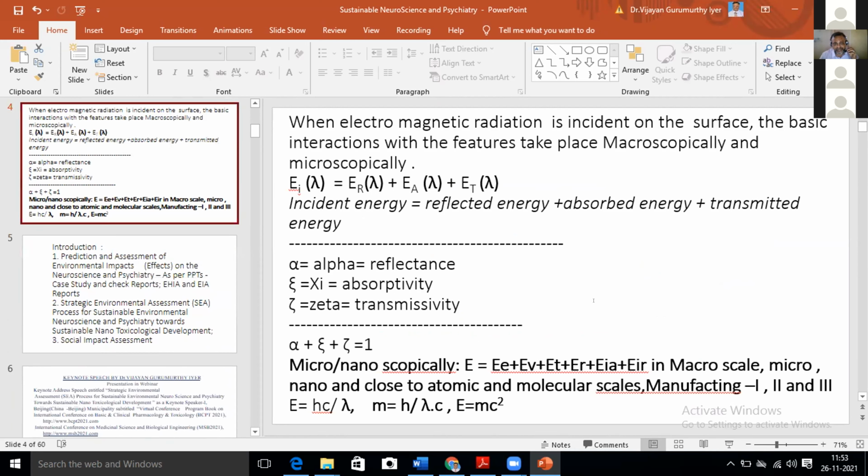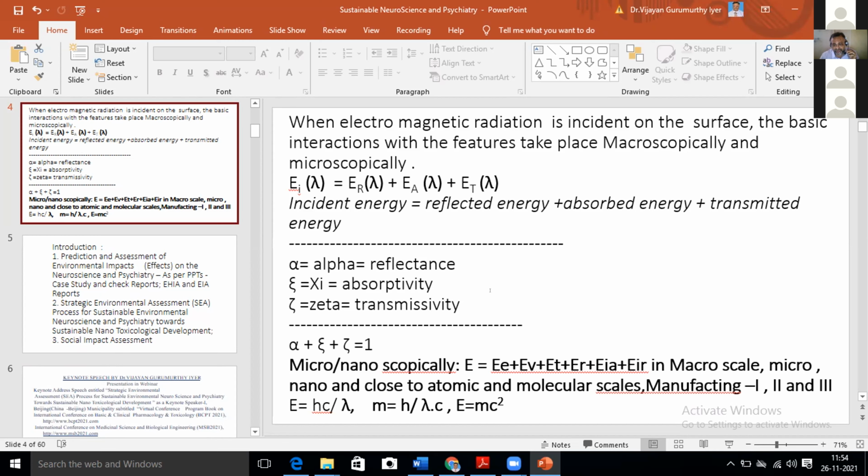So it is meticulously assessed and evaluated, the EMR interactions on the earth's future, macroscopically and microscopically. For example, manufacturing 1 is at the macro level, manufacturing 2 is at the micro level, and the future generation is close to atomic and molecular scale, that is macro, micro, and nano. Our brain has cells which are all very close to atomic and molecular scale, in order to assess and evaluate the projects concerned with the neurological effects.